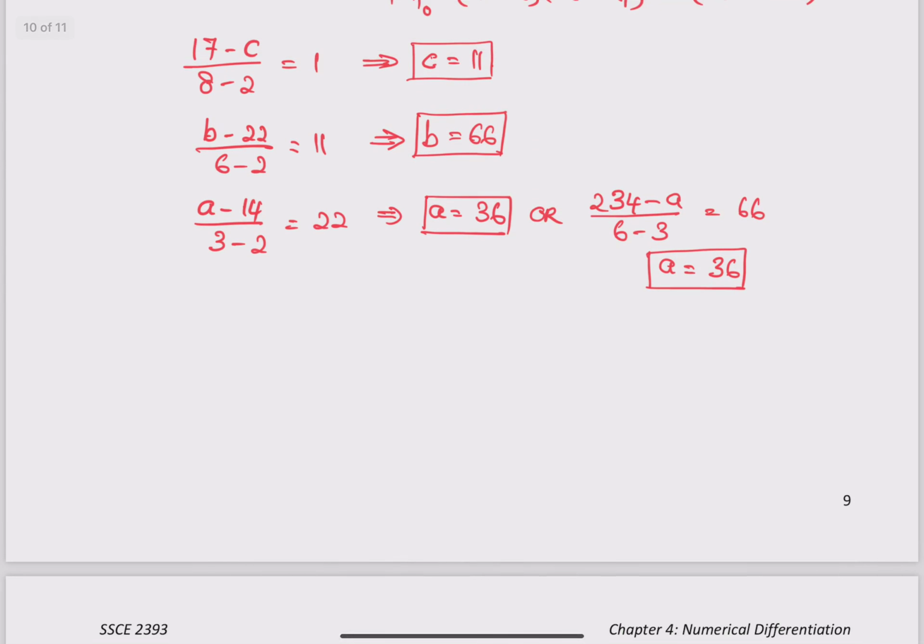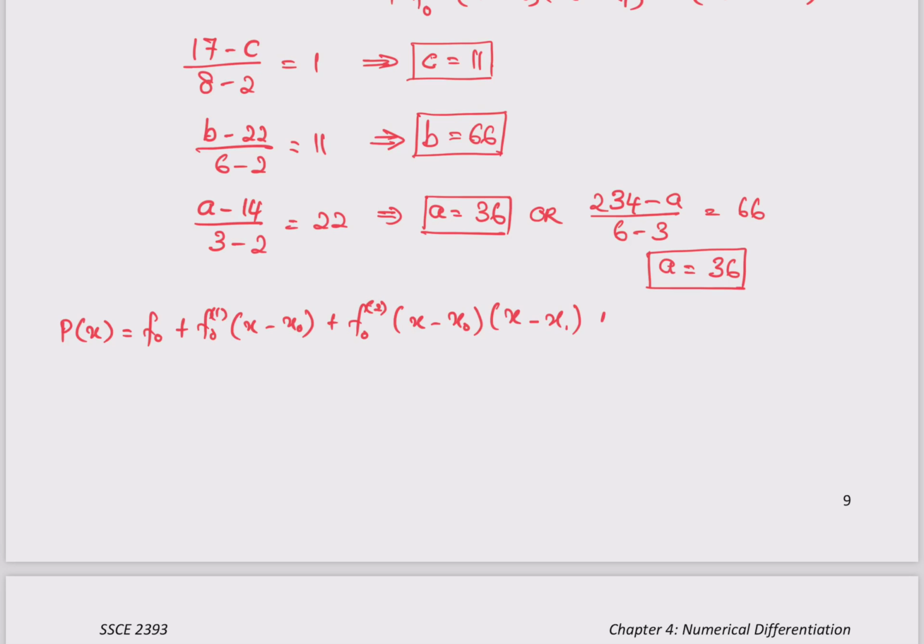And then after that you can calculate the polynomial. The polynomial is P(x). You can substitute all the values into the formula, plus f[x0,x1](x minus x0), and then plus f[x0,x1,x2](x minus x0)(x minus x1), and we have up to the third level, f[x0,x1,x2,x3], and then (x minus x0)(x minus x1)(x minus x2), and then after that you have all the values.